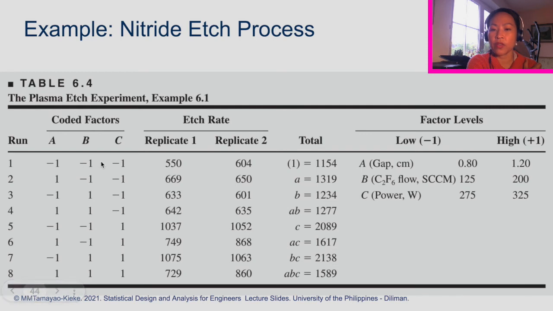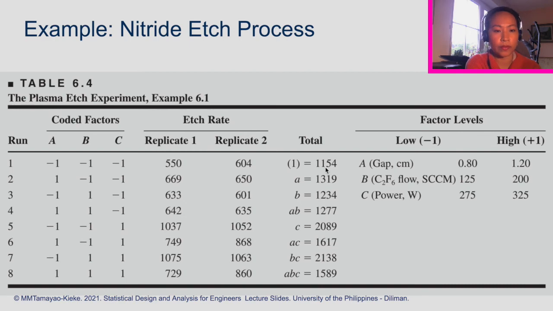So minus 1, minus 1, minus 1 means that all factors are at low levels. Positive 1 means high level of factor A. Negative 1 of B and negative 1 of C means that both B and C are at low levels. Thus, the treatment combination notation is small a. Here you have the observed values for replicate 1 and replicate 2, and these are the total observations for each treatment combination.